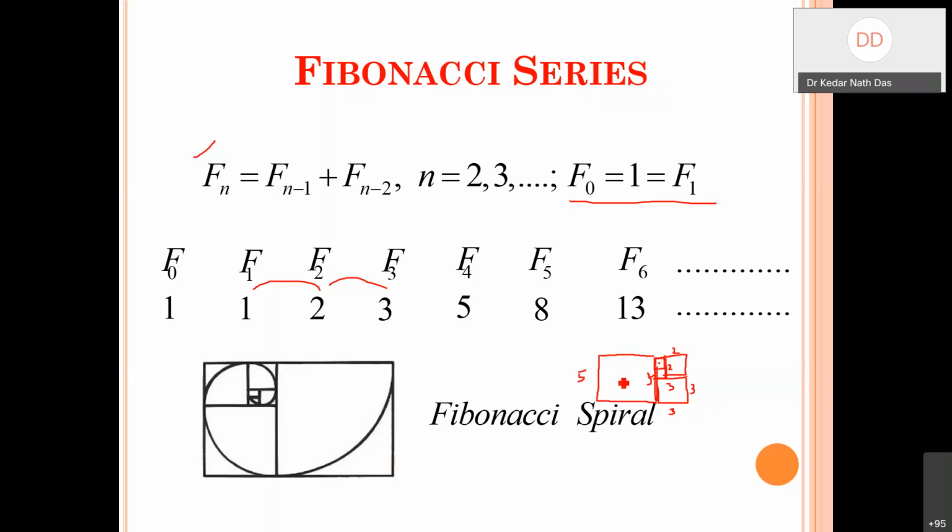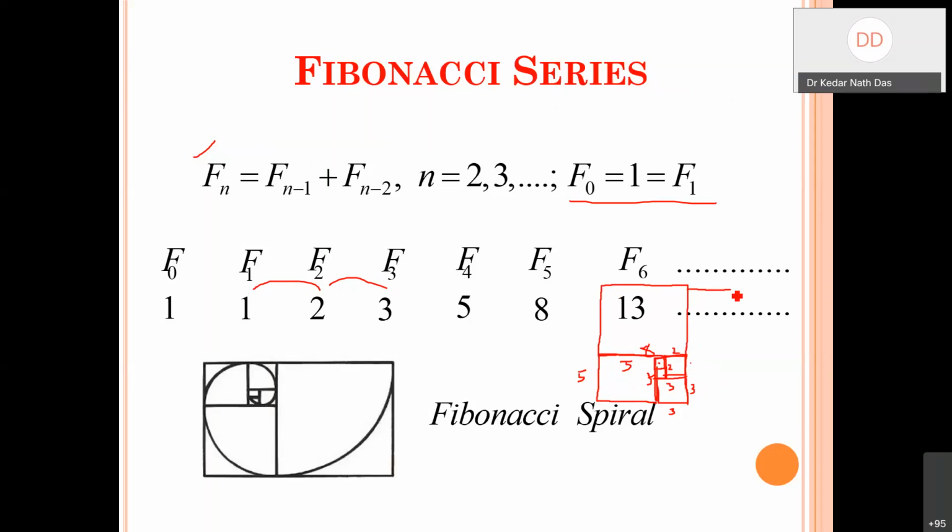Once I'm getting this one, I can go up. Again, this is 5, and this is 1 plus 2, 3. So the entire length is going to be 8 now, 5 plus 1 plus 2, 8. So I have to construct another square of length 8 there. Then this is 8, this is 3, so 3 plus 2 is 5, this length is 5, this length is 8, so 8 plus 5, 13.